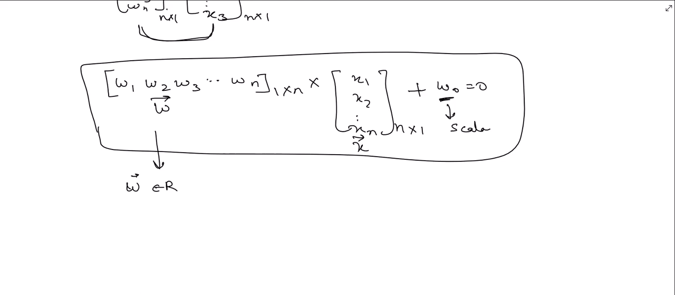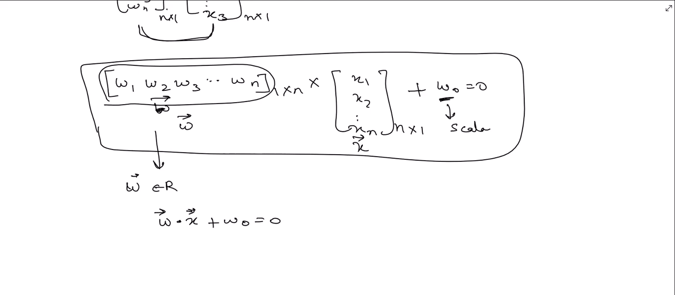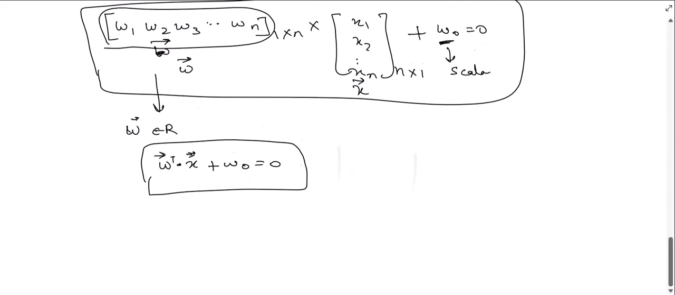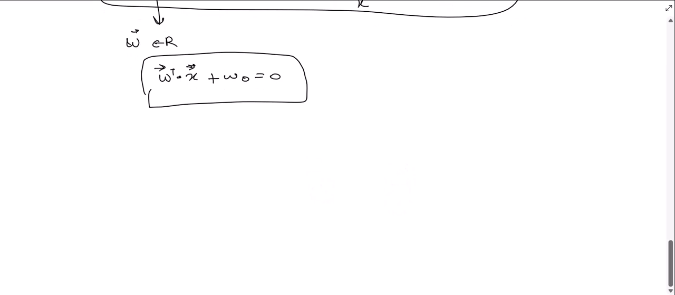So if we now represent this whole thing with W in vector format, we can say W transpose x plus W naught is equal to 0. Since we are taking the transpose, this is a transpose of this. Now this equation you will use excessively in machine learning. You will see this equation everywhere. Here, w1x1 plus w2x2 up to wnxn plus W naught.